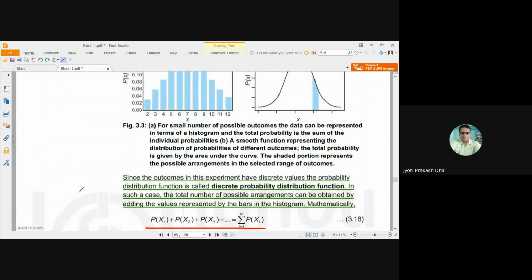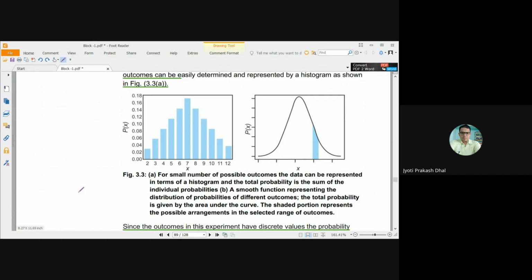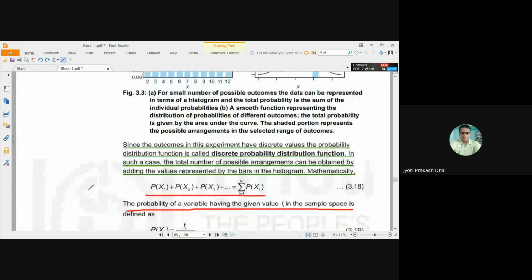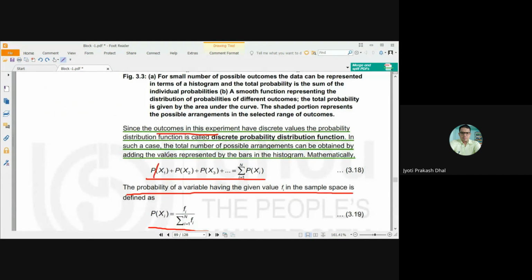So these are the probability distribution curves. Now, since the outcome of this experiment has discrete values on the probability distribution curve, that is called a discrete probability distribution function. In such a case, the total number of possible arrangements can be obtained by adding the values represented by bars in the histogram. So here is the total number of values.